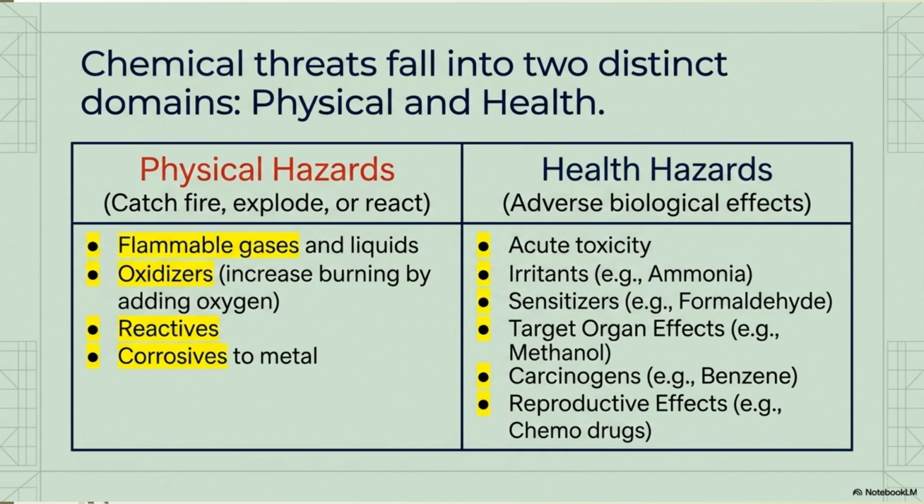Health hazards, on the other hand, produce adverse biological effects on the human body. These range from acute toxicity and irritants like ammonia to sensitizers like formaldehyde, target organ damage from methanol, carcinogens like benzene, and chemicals that affect reproductive health. Recognizing both domains is vital to workplace safety.